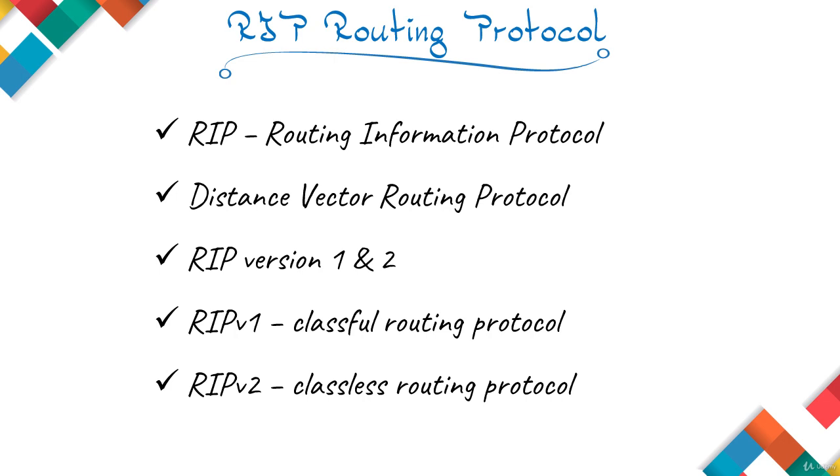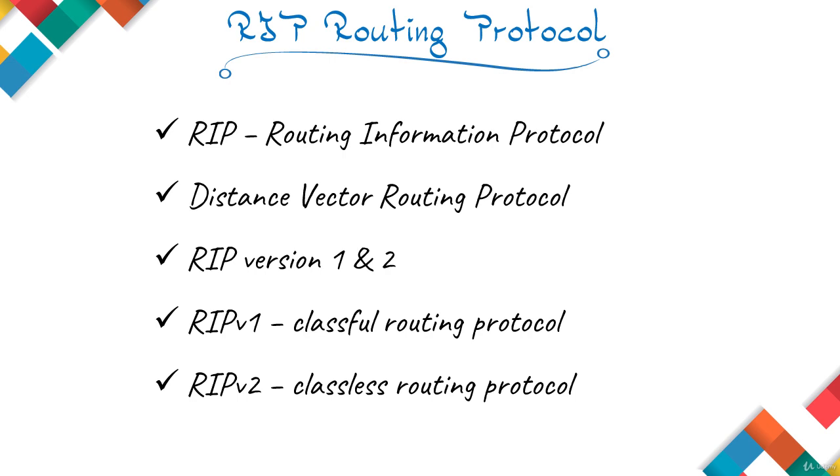RIP stands for Routing Information Protocol and it is a distance vector routing protocol. It is called a distance vector routing protocol because it identifies the best path based on the number of hops to the destination. It also takes into consideration the direction in which the packet has to be forwarded so that it reaches the destination. And the path with the shortest distance is selected as the best path and it is added to the routing table.